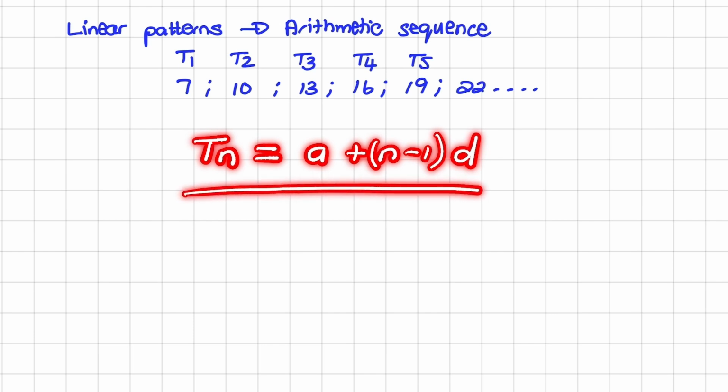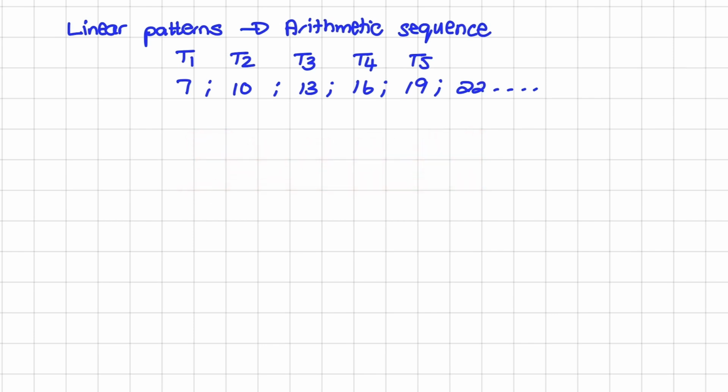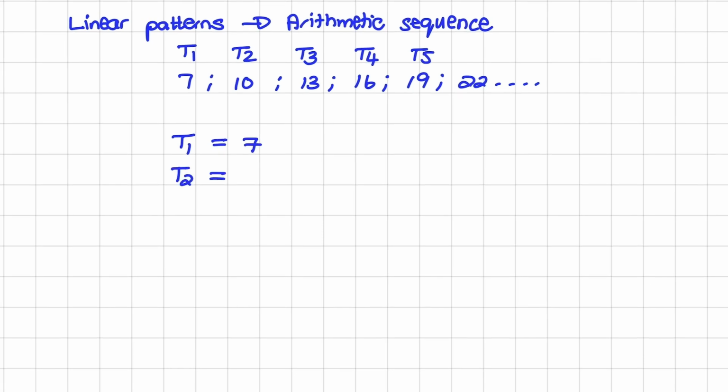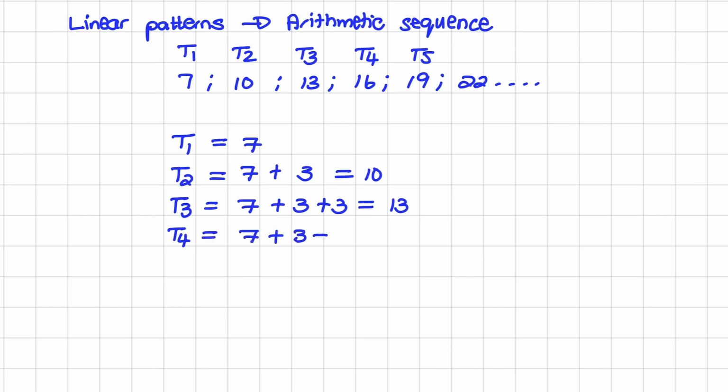But before we start to apply this formula, I want to show you where it comes from. Understanding these things is very important, especially when you get to problem-solving questions. So the first term is 7. If I want to go from the first term to the second term, I need to add 3. And if I want to go from the second term to the third term, I add another 3. So this is now 13. And if I go from the third term to the fourth term, I simply add another 3.